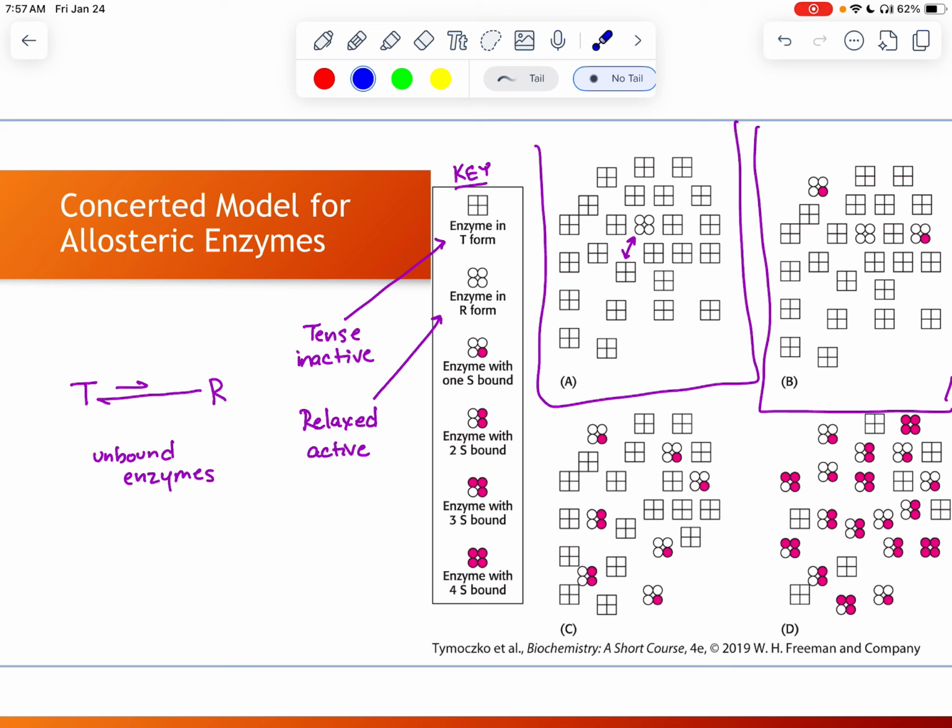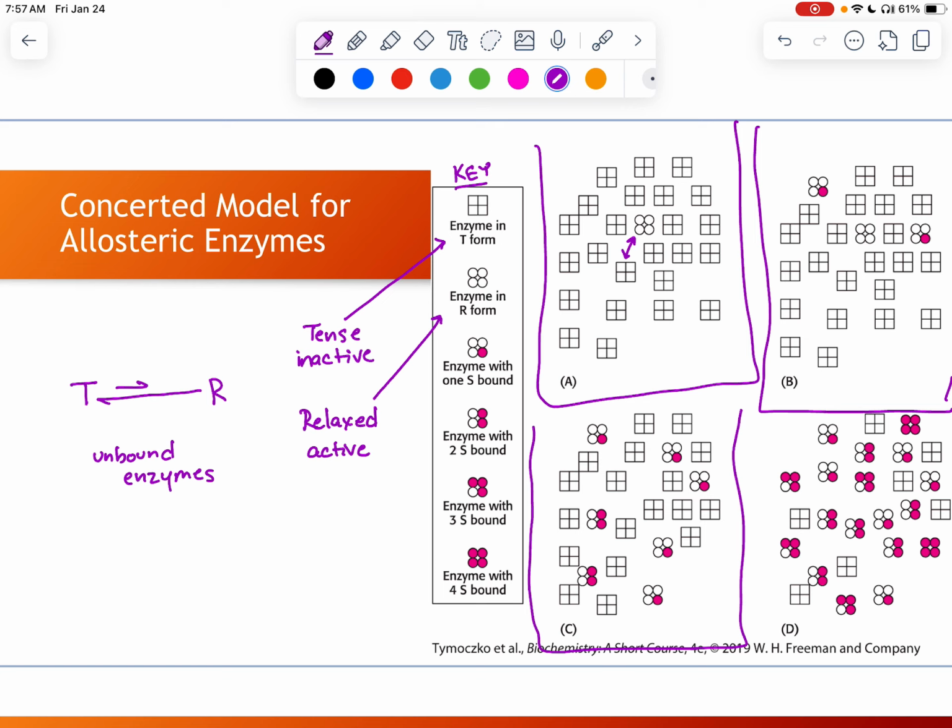There's no intermediate. So once one changes, and we'll look at how this would happen, some small change in the structure will come through. It'll affect the hydrogen bonding, the hydrophobic effects. It affects all of those and changes all of the subunits to the R form.